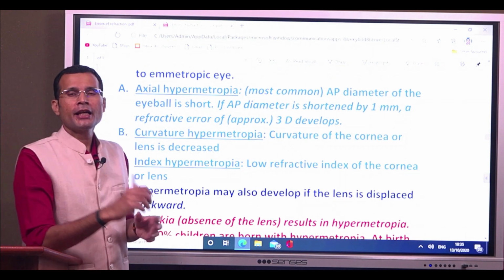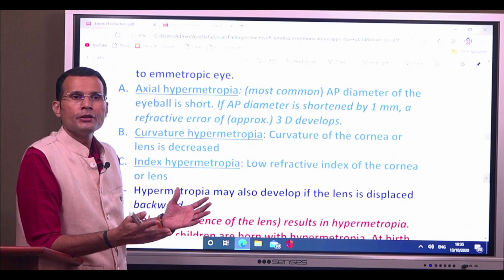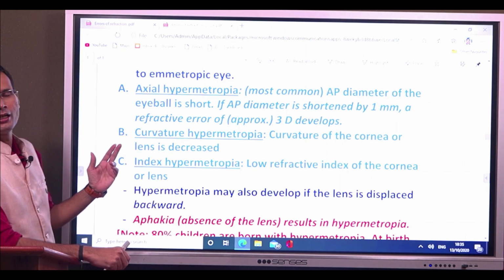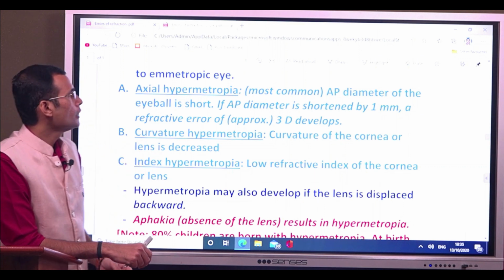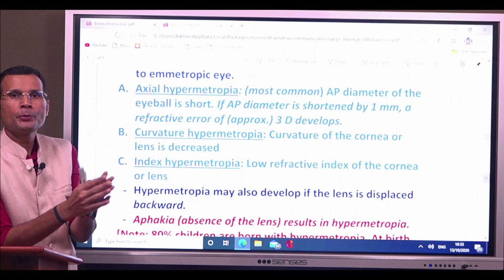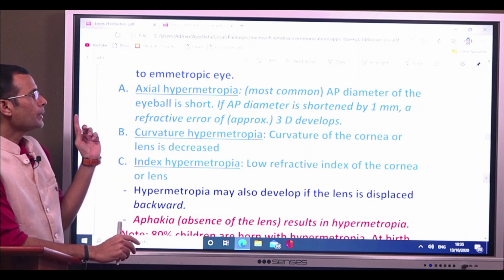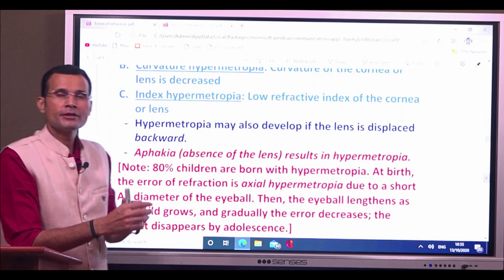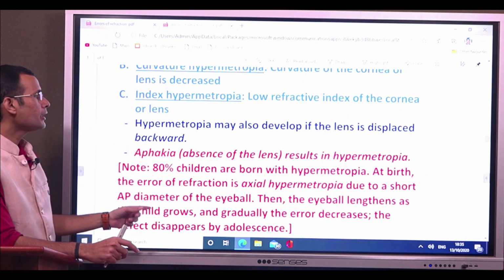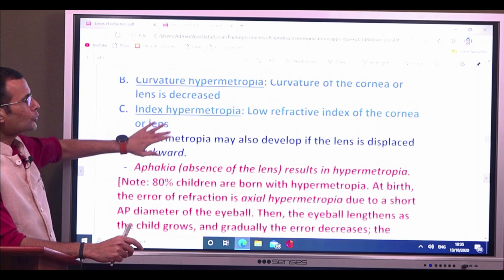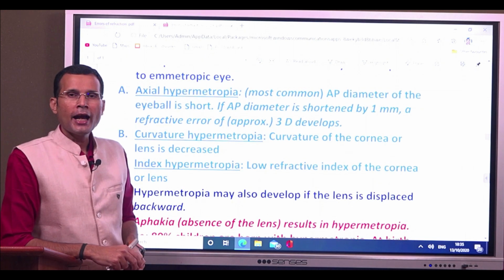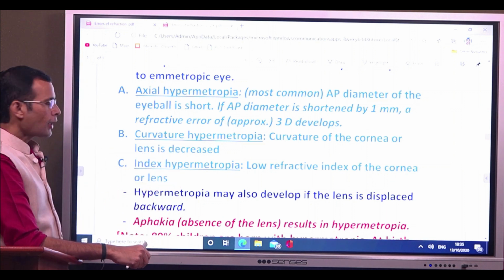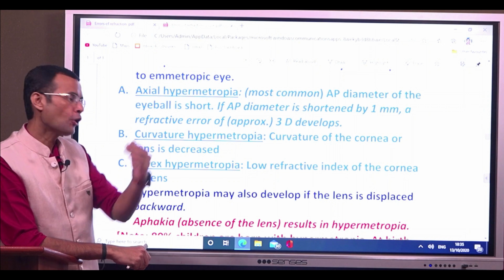Okay, again 3 types. We are already aware of this. The axial hypermetropia, the curvature hypermetropia, and the index hypermetropia. Right, axial hypermetropia is the most common. Make a note of it. 80% children which are born are born with axial hypermetropia. So remember this. Anteroposterior length of the eyeball is short. So what happens is image forms beyond the retina.